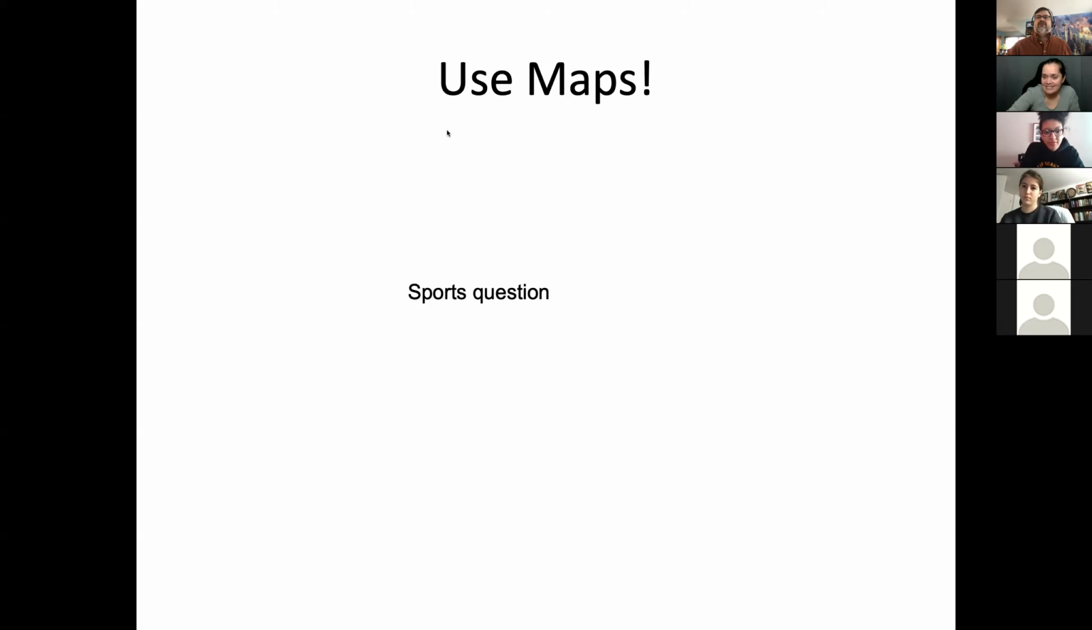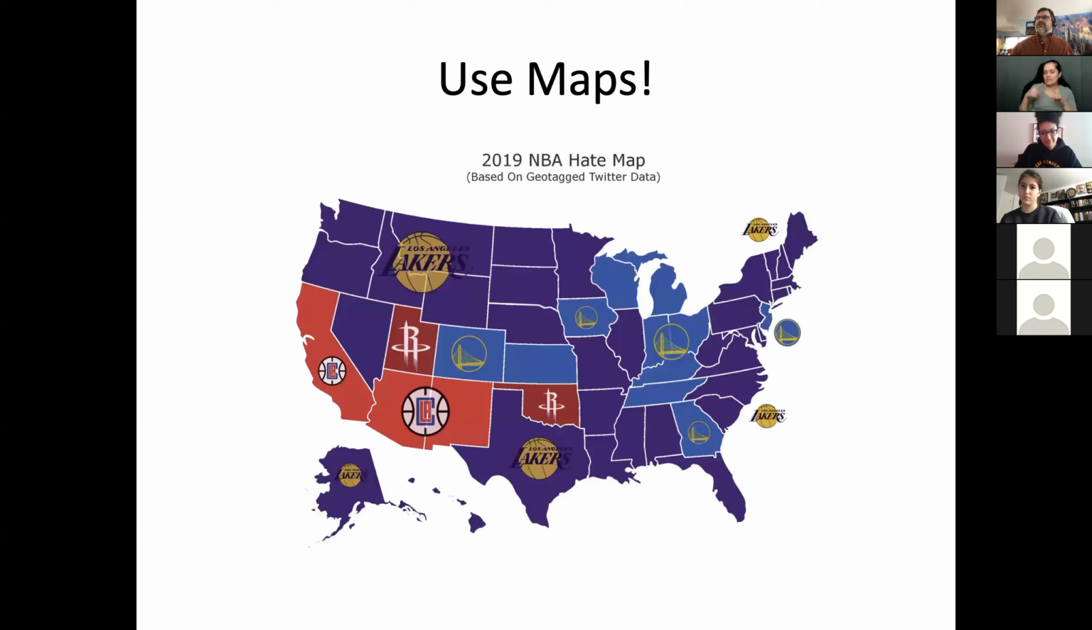All right, so we've got a variety of answers there in the chat. How about what was done using data? This comes from Twitter also. So people hate what? Well, the purple is the Los Angeles Lakers. So that is a fairly common answer across the country. The blue, that's the Golden State Warriors. There are some who hate the Golden State Warriors. Then there's a few other smaller answers.